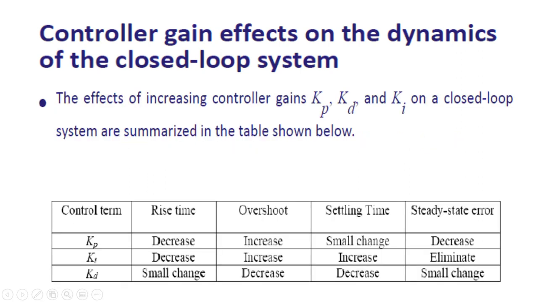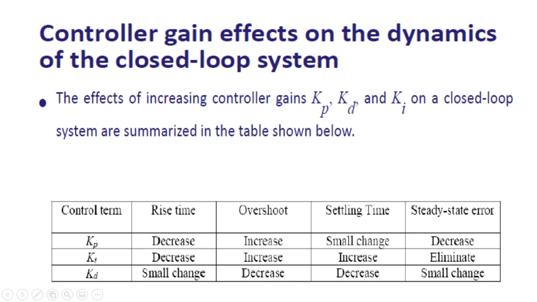Okay. Now, what we learn from the example is that the controller gain affects the dynamics of the closed loop system, using the KP, KD and KI. For example, we have control terms KP, KI, KD. KP is the proportional gain, KI is for integral, and KD is the derivative gain.